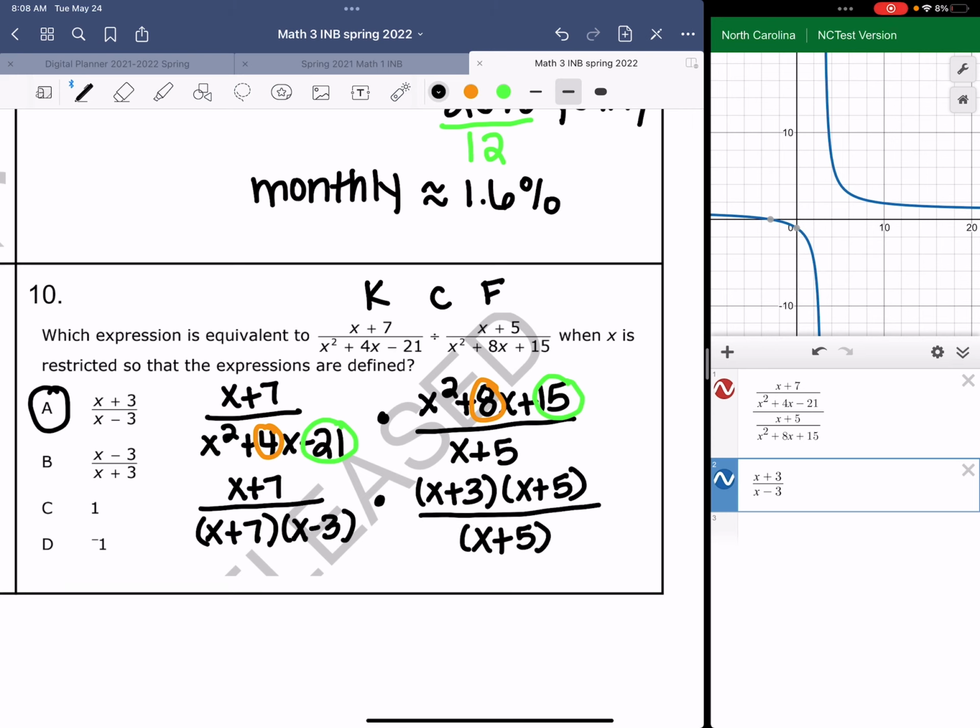And then you would start canceling things out that are on the top and bottom on either side. So we have x plus 5, x plus 5, x plus 7, x plus 7. Now this one's positive, this one's negative, so you can't cancel those. So basically you have x plus 3 left in the top, x minus 3 in the bottom.